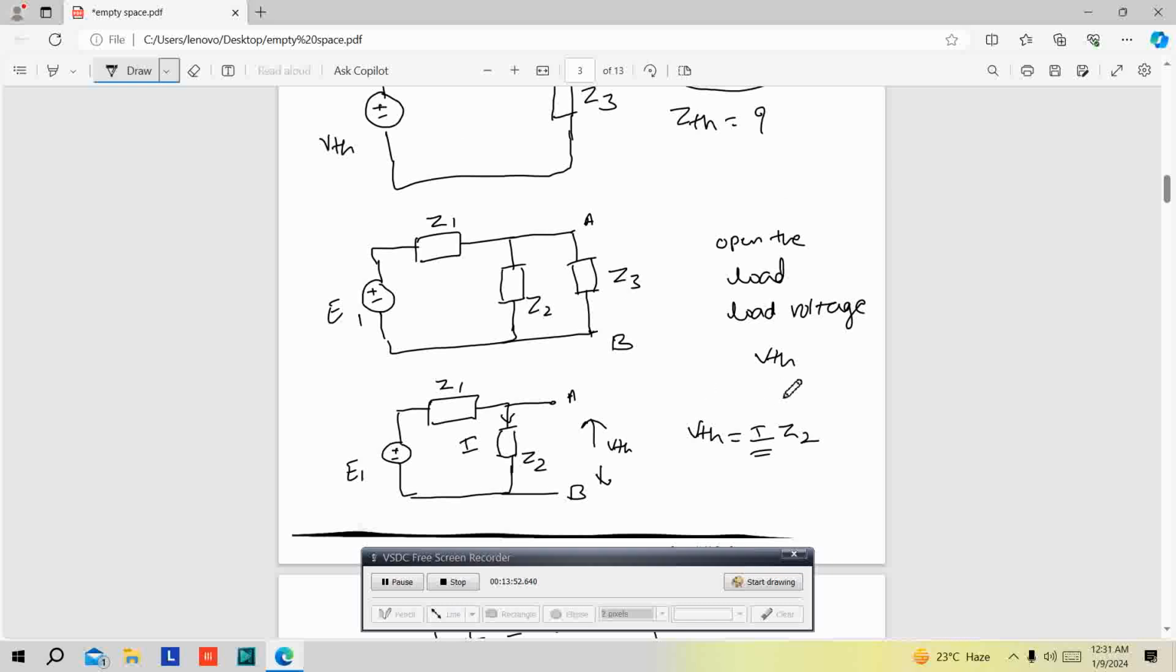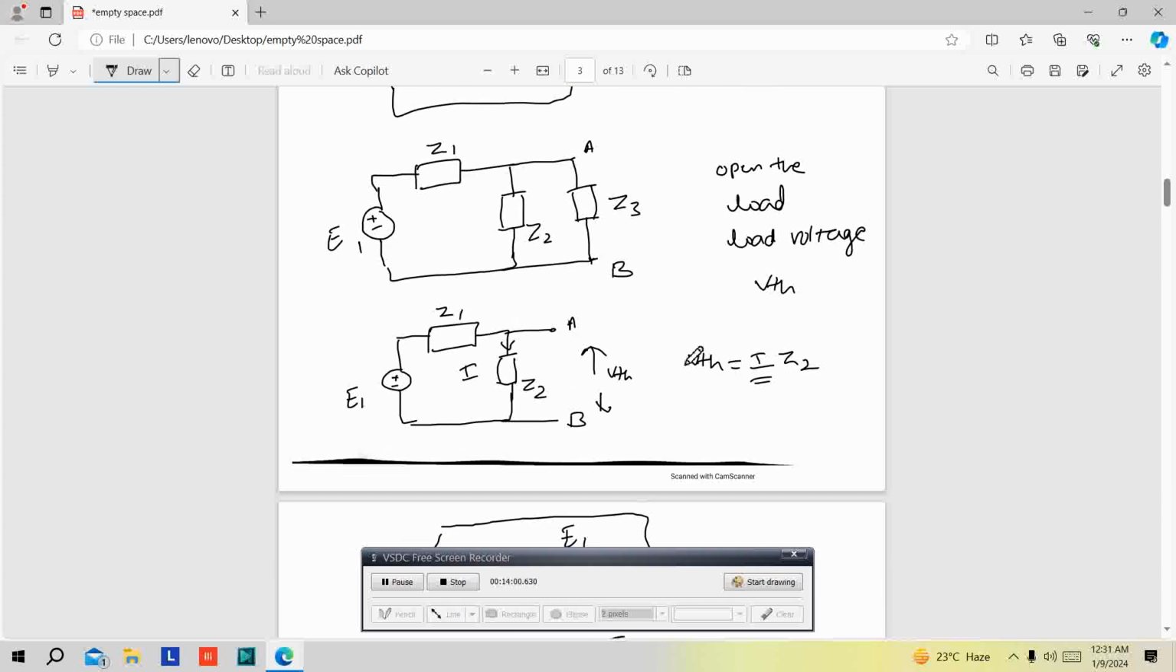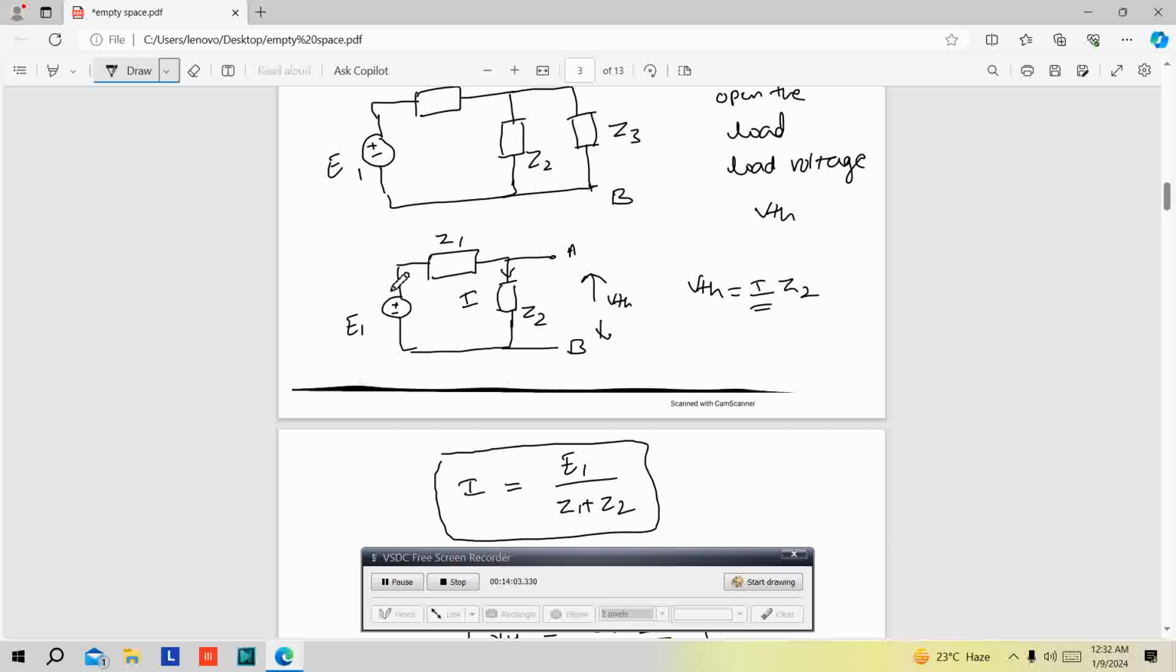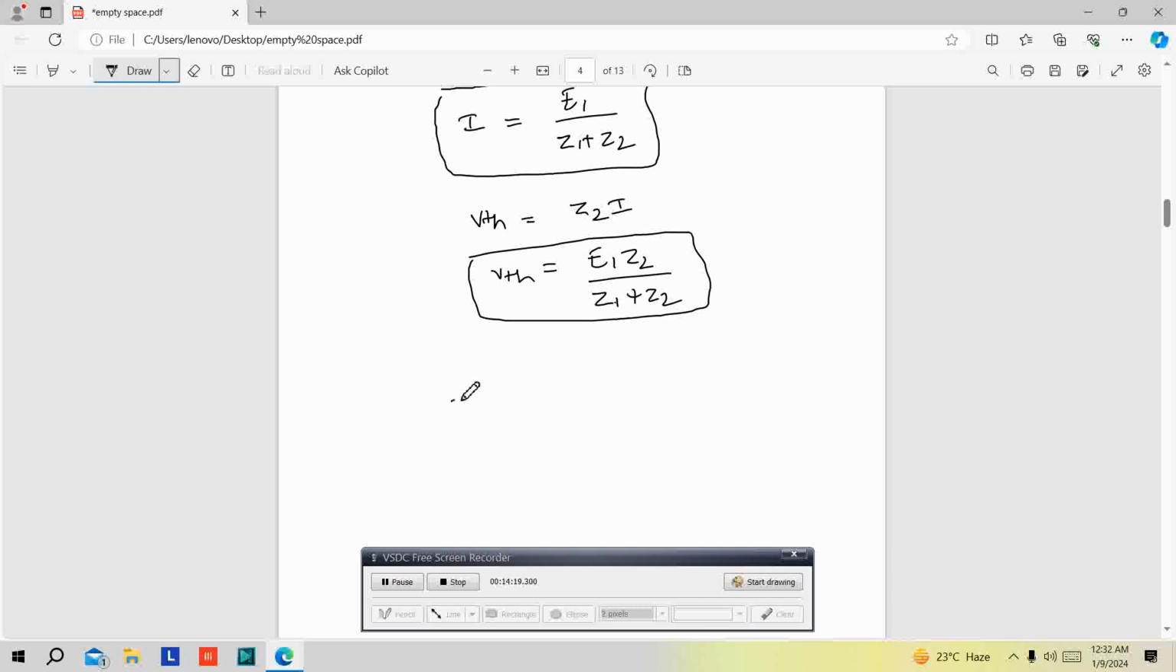Then we need to calculate ZTH. How are we going to calculate ZTH? It is very simple. Consider this network, short the voltage source and open the current source. Here there is no current source at all. So just short the voltage source, then Z1 and Z2 are in parallel. So ZTH is Z1 and Z2 in parallel, which can be written as Z1 into Z2 divided by Z1 plus Z2. So this is ZTH. Correct?